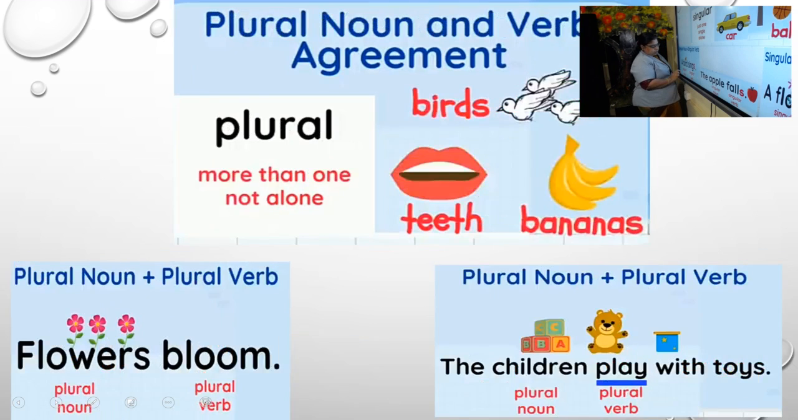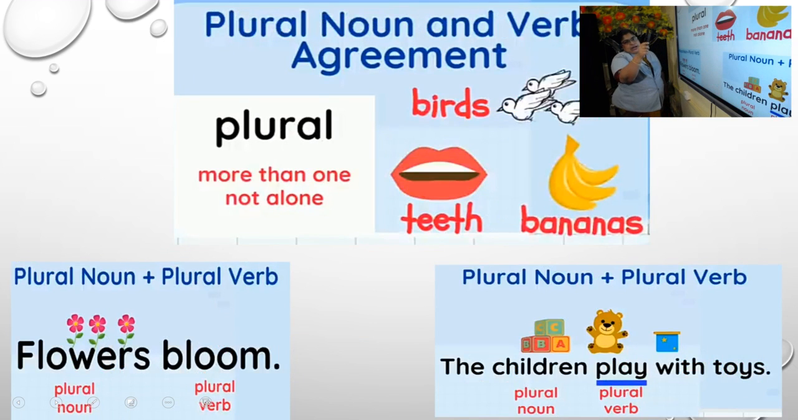Now we are going to the plural verb. Plural noun and verb agreement. Plural means, as you already know, more than one, not alone. Look at these words: teeth, birds, bananas. All these are plurals, right? Tooth is singular, teeth is plural. Bird, singular, birds is plural. Banana, bananas. So what happened here?